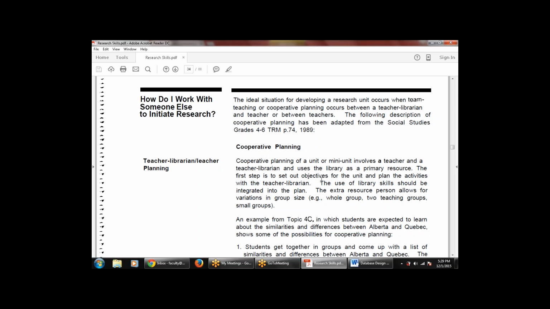And the extra resource persons allow for variation in group sizes, that is, the various groupings in which they deliver the content. For example, the whole group, the two teaching groups, and the small group. So the use of library skills should be integrated into the plan, and the extra resource persons also allow variation in group sizes, for example the whole group, large group, and so on.